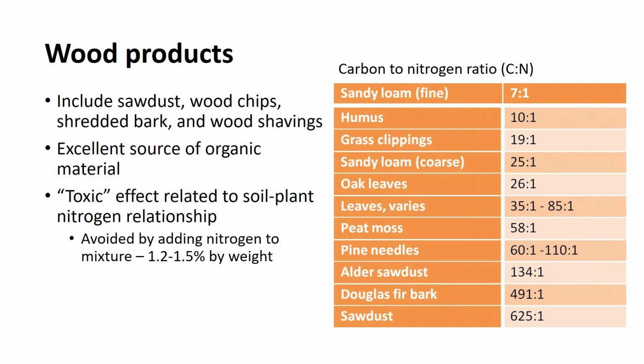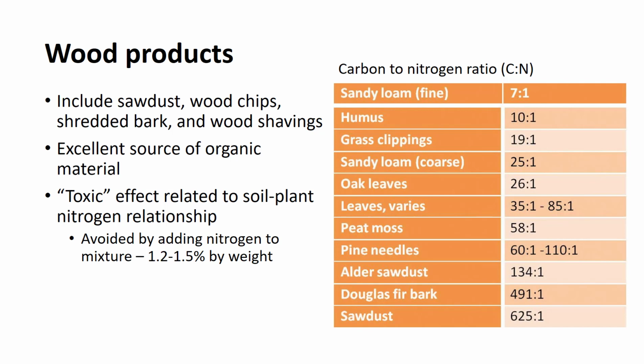There is a toxic effect, stunting and chlorosis of the plant, that can occur with the use of sawdust and, to a lesser degree, other wood waste products, which is related to the carbon-nitrogen ratio of the sawdust and its effect upon the soil-plant nitrogen relationship. This problem can be avoided by the addition of nitrogen to the sawdust soil mixture.